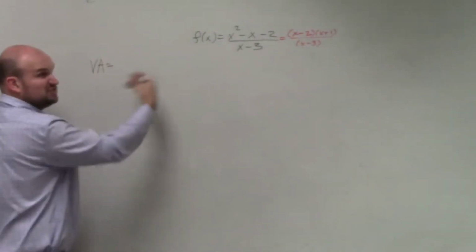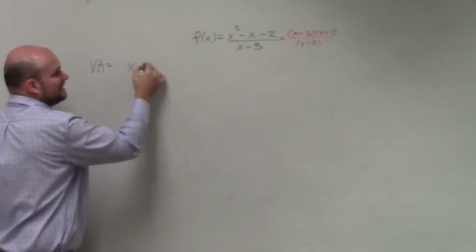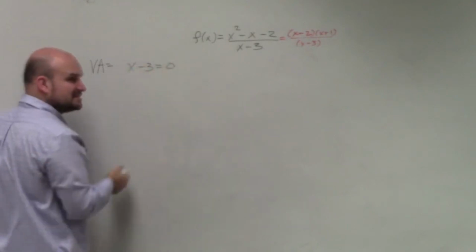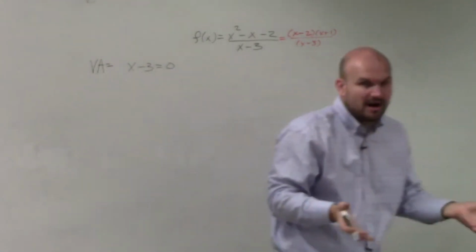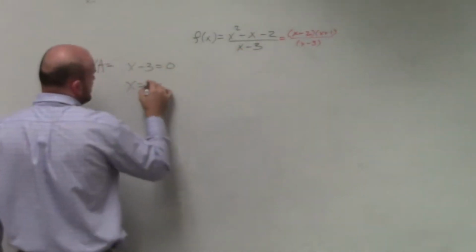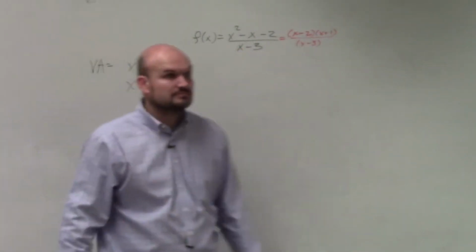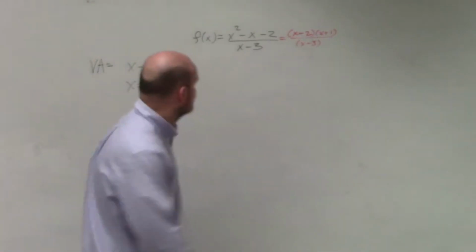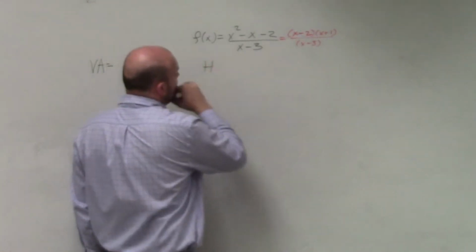So all we need to do, just like we did for the domain, is set your denominator equal to 0. Because where your asymptotes are, those are the values that are not in your domain. So set it and solve: x equals 3. Done. Vertical asymptote. Next one. Horizontal asymptote.